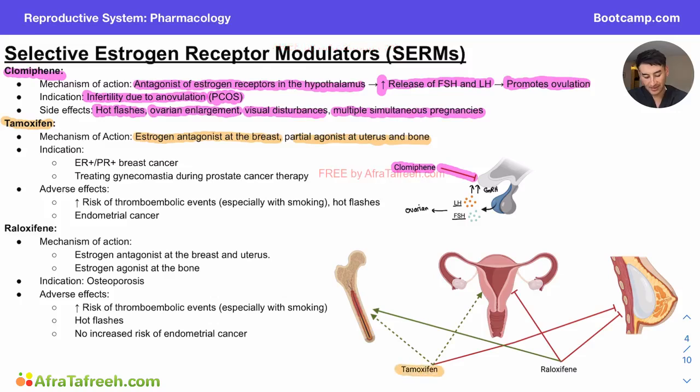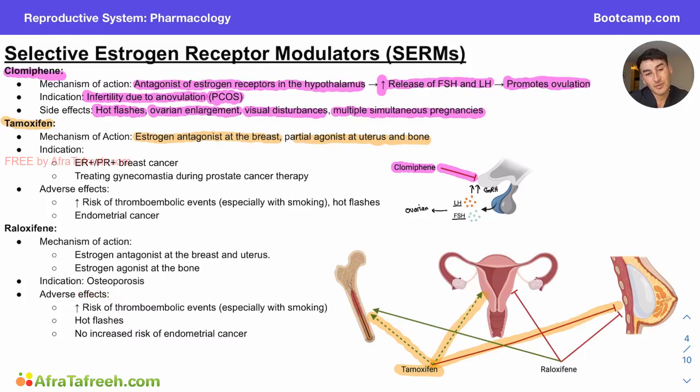Tamoxifen I'm going to highlight in orange, and let's take a look at the antagonism first. So this red line represents antagonism at the breast, and then we have partial agonism, which I like to represent with dotted green lines. So partial agonism at the bone and partial agonism at the uterus. And the reason we use tamoxifen is for breast cancers that are going to be sensitive to estrogen.